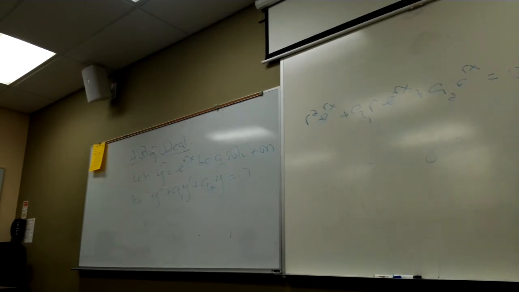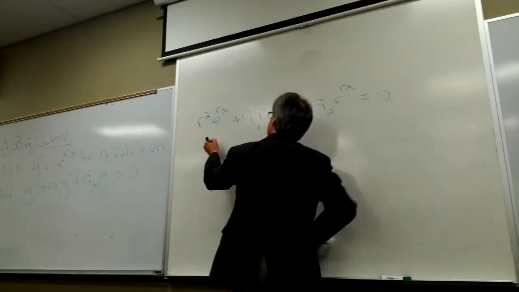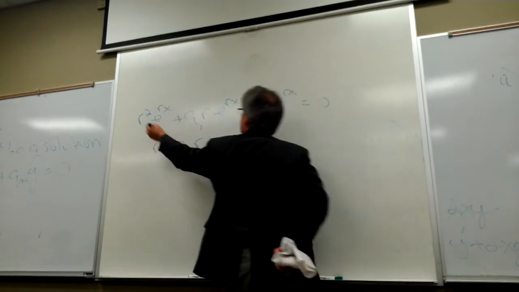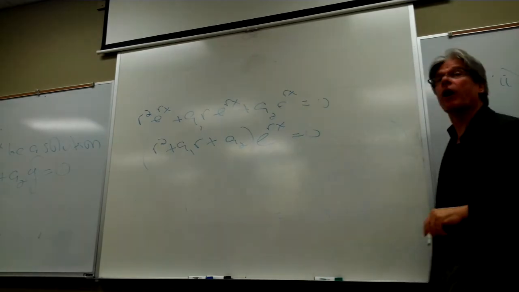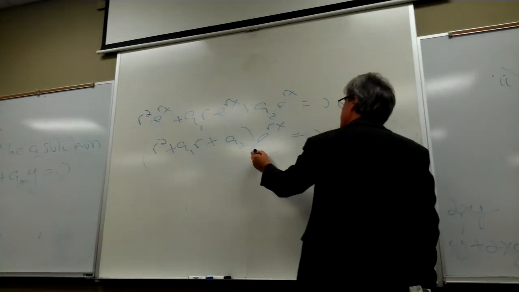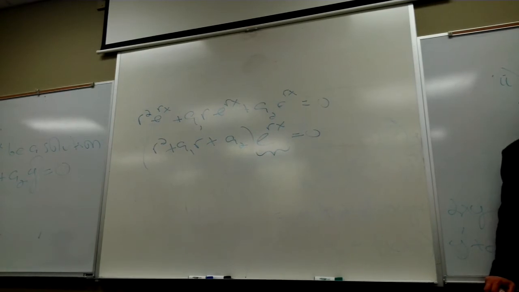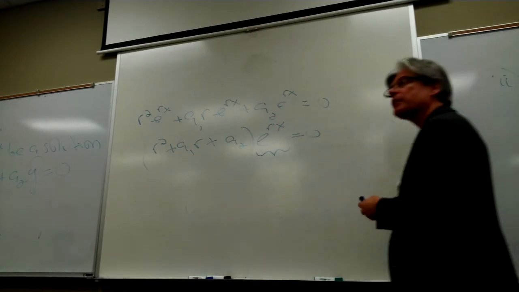By the way, each and every one of those three terms on the left-hand side has a common factor of e to the rx. I'll pull it out. And I don't care what r is. What can you possibly say about that factor right there? It can't be equal to 0. It's definitely not equal to 0, so I can divide both sides by it.